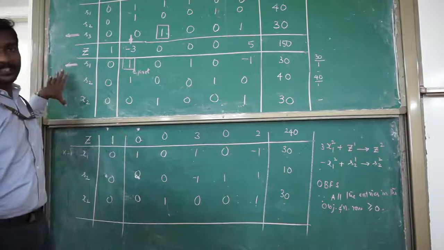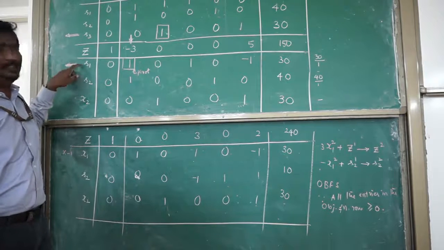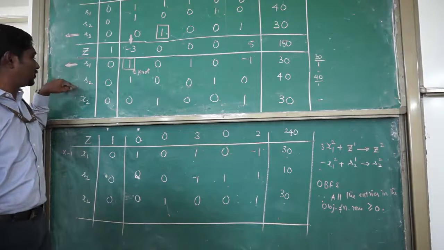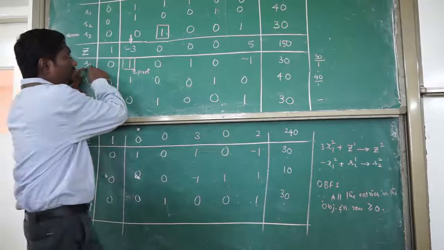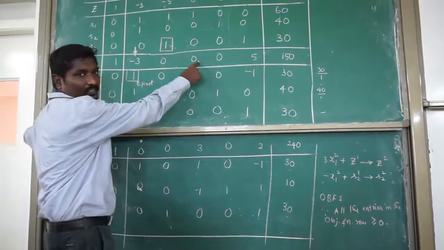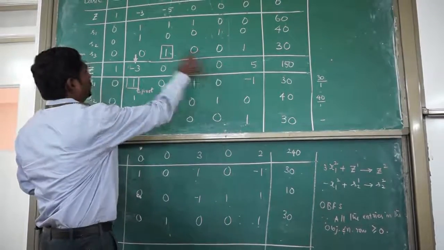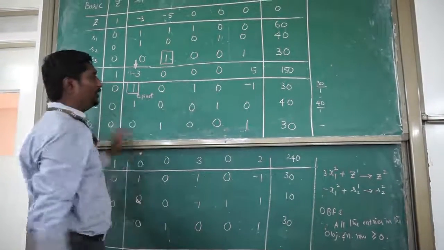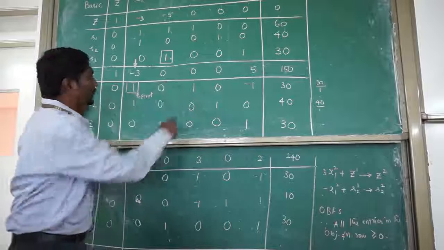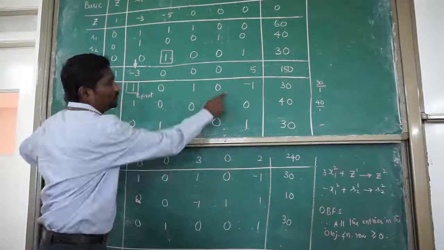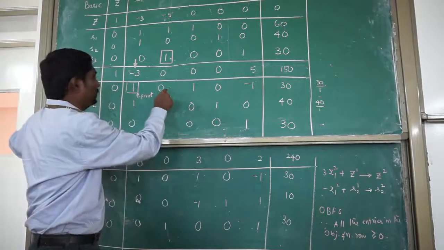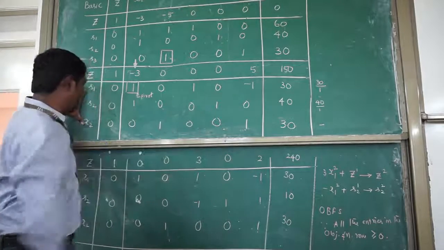Let us take the case of the first iteration. In the first iteration, basic variables are S1, S2, and X2. Corresponding to S1 in the objective function row, we have 0. Corresponding to S2 also we have 0. Corresponding to X2 also we have 0. And you will check for the unit matrix. For S1 it is 1, 0, 0. S2 is 0, 1, 0. For X2 it is 0, 0, 1. So we have a unit matrix.